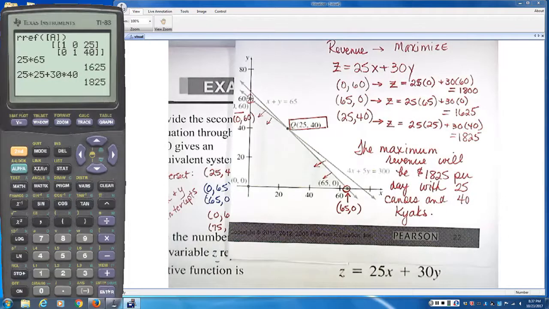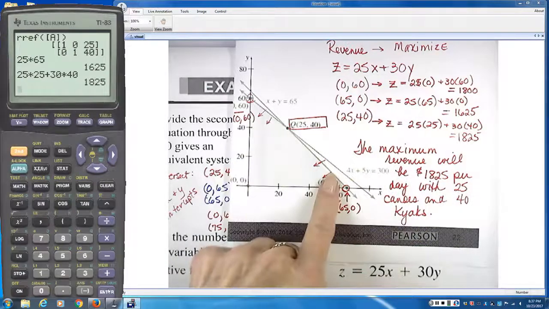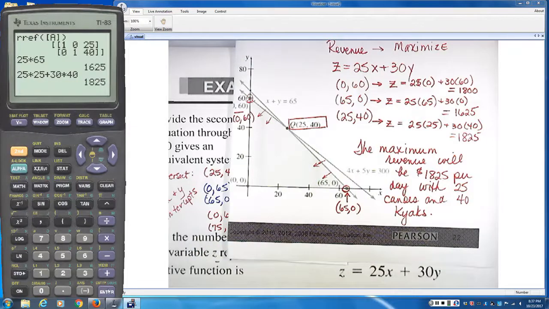So there's the answer to our question. The maximum revenue will be $1,825 per day with 25 canoes and 40 kayaks. So this is why you need to learn how to do this. If you're starting a business, you want to be sure you make the most money you can.